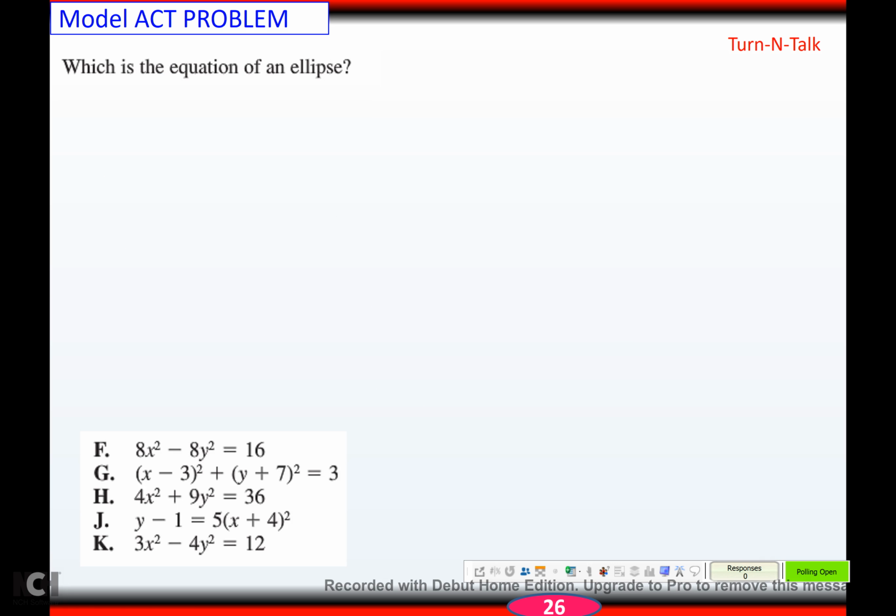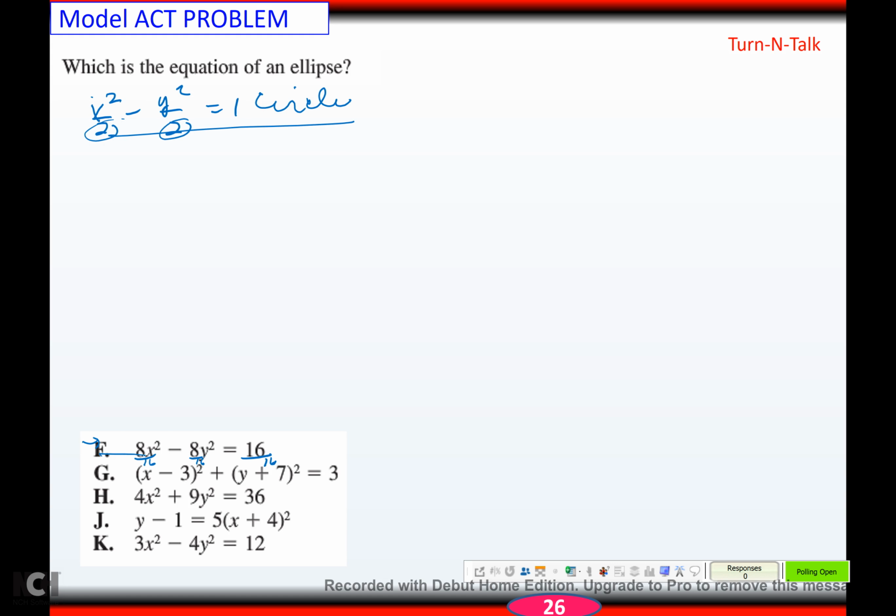Okay, which is the equation of an ellipse? Well, if I check the first one, the only way it's an ellipse is this side has to be 1, for one thing. So the first thing I'm going to do is divide by 16. That just gives me x squared over 2 minus y squared over 2 equals 1. So I got 1 over there, but you see how these are matching? It means you have a circle.